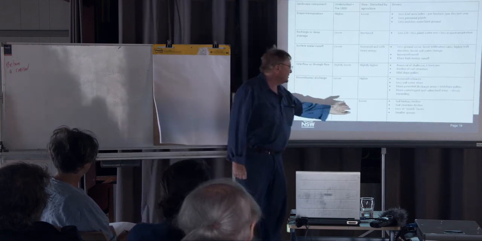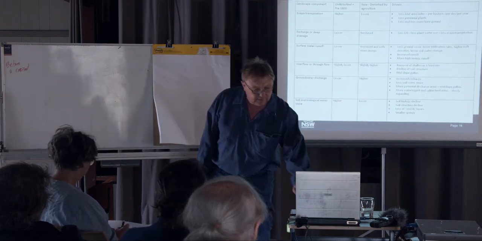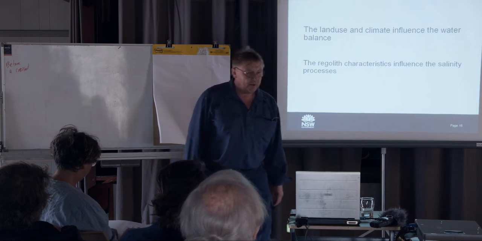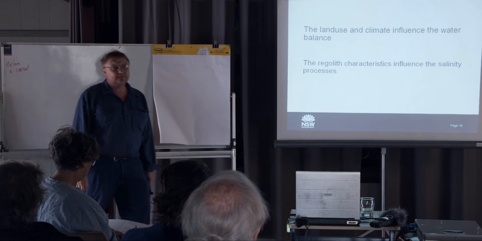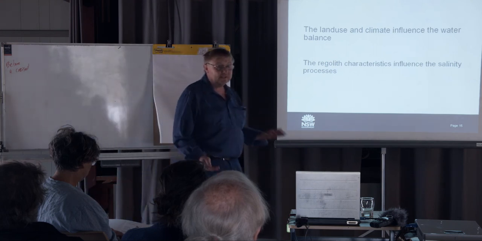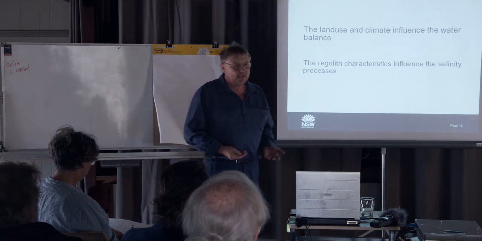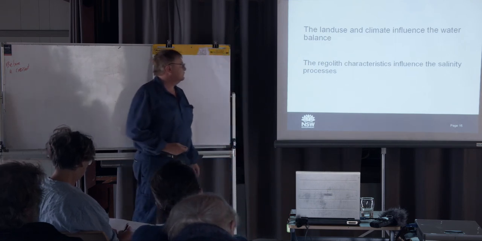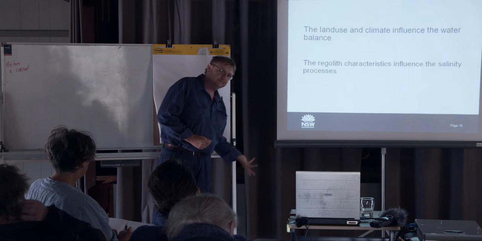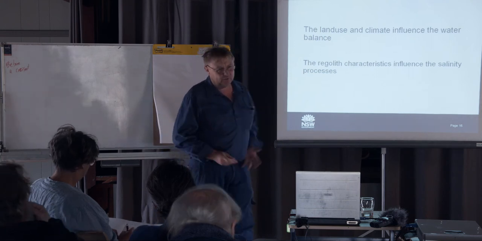So we've lost the mulch layers and we've got a smaller sponge. Okay. So, the land use and the climate influence the water balance, right? And this new word, regolith, the regolith characteristics influence the salinity processes, right? There's a lot of technical words in there.